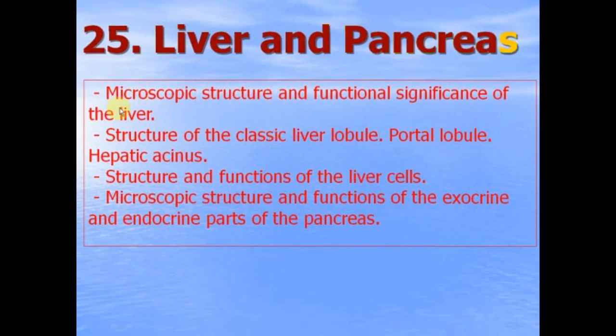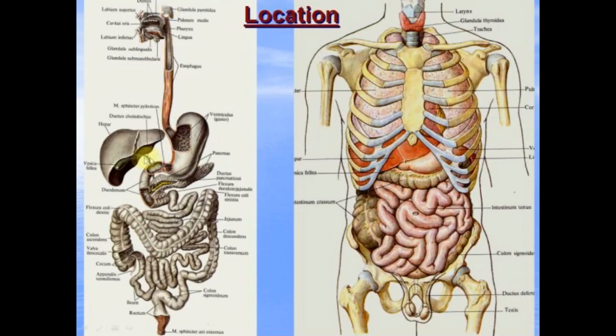Pancreas. Examination questions. Location of liver and pancreas. These glands release their secret through the main ducts into the duodenum.